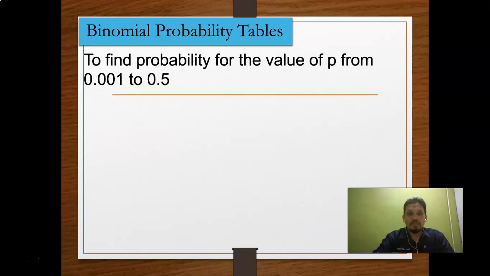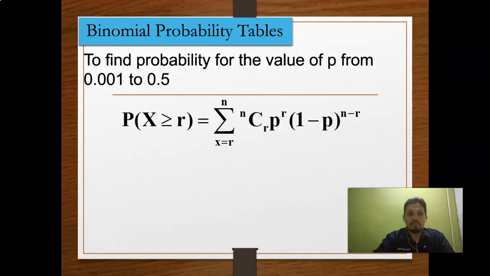So binomial probability tables, to find the probability for values of p from 0.001 to 0.5. Okay, class, please refer to these books. You can refer to these notes. The first page of this is all about the binomial.